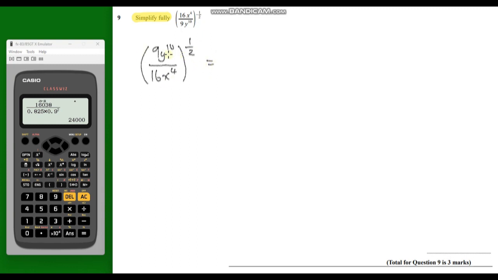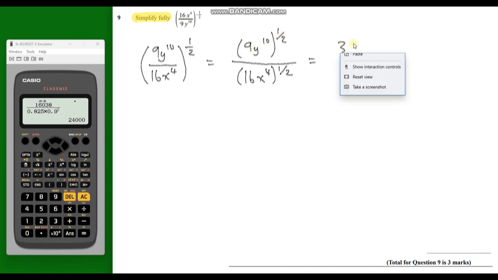So when we're raising a fraction to a power, that means that both the numerator and the denominator are being raised to that power. So the numerator is going to be 9y to the power 10 to the power half, and the denominator is going to be 16x to the power 4 to the power half. I'm trying to show every step here. So now let's first of all deal with the numerator. So what we've got here, 9y to the power 10, all of that is being raised to the power half. So we're going to do 9 to the power half. Well, that's just the square root of 9, which is 3.